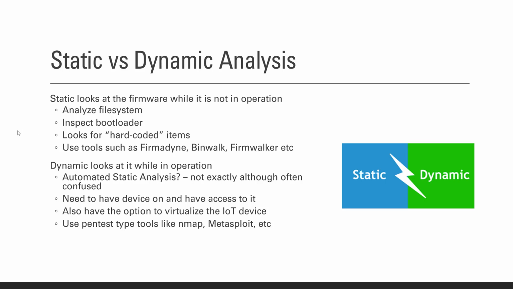Dynamic analysis, on the other hand, looks at the device and the firmware while it's in operation. So if you have a smart outlet, a smart plug, for example, it's actually on and connected to the network. With this, you're probably using more pen testing type tools like Nmap or Metasploit. So in order to do dynamic analysis, you actually physically have to have the device, or you need to be able to virtualize the device, which is what we will do with the device.